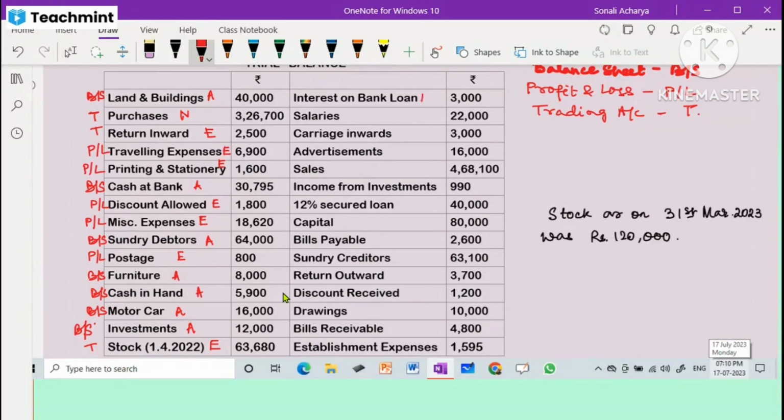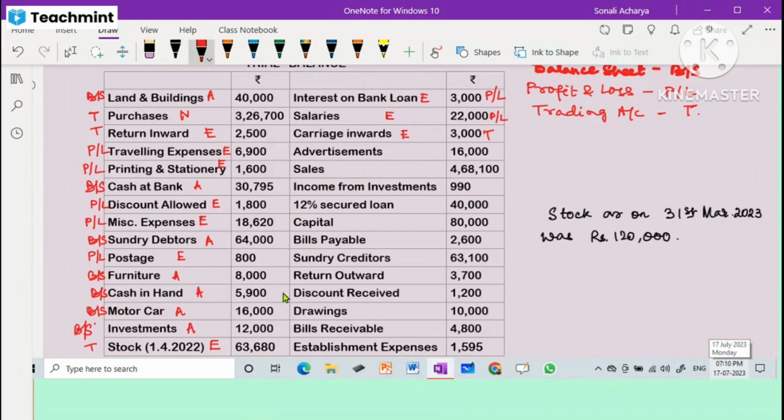Next, interest on bank loan. Interest is an expense, but it is not a direct expense. It's an indirect expense. It will be shown in the profit and loss account. Next, salary. Salary is also a PL item. It's also a nominal account item, an expense. Carriage inward is also an expense. It will be shown in the trading account because carriage inward is related with purchase.